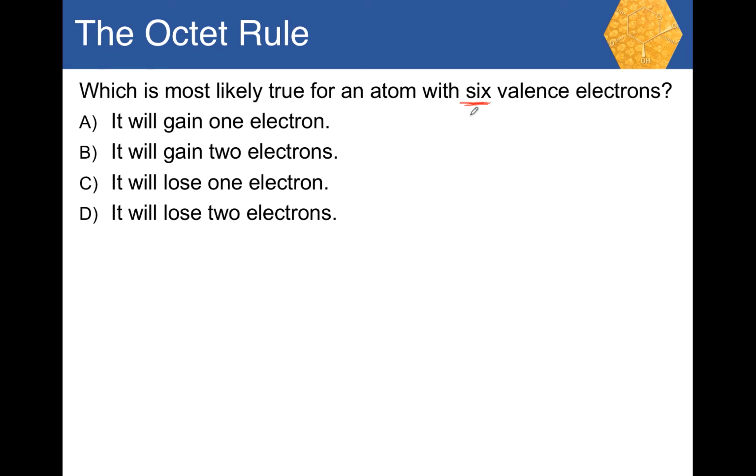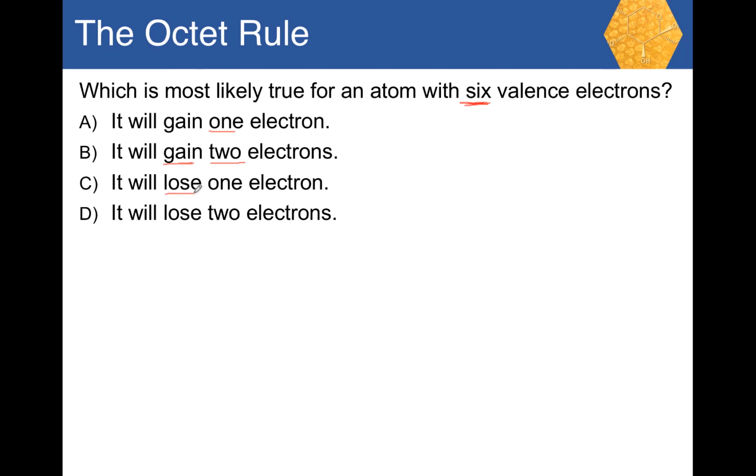The most likely aspect is that it's very difficult to remove 6 electrons, but more likely to gain electrons. So let's look at the possible choices. It will gain 1 electron. More than likely not, because 6 plus 1 is 7. It's not a full octet of electrons. It will gain 2 electrons. Gain. So that looks like a reasonable answer.